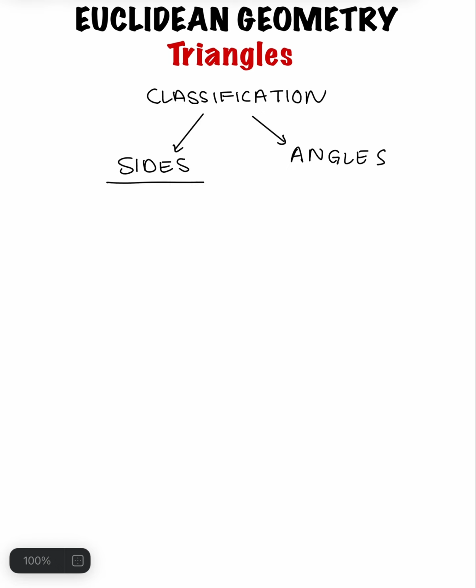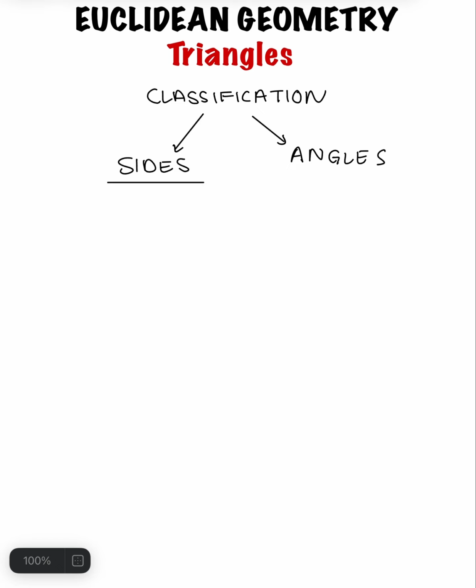In this video, we're continuing our deep dive into Euclidean geometry, and we're in the second installation of our triangles video, and today we're talking about the classification of triangles. We can classify triangles based on their sides, or we can classify them based on their angles. In today's video, we're looking at their sides.